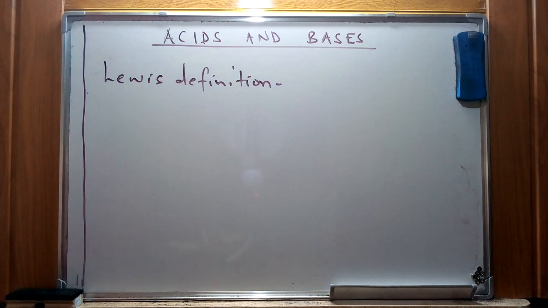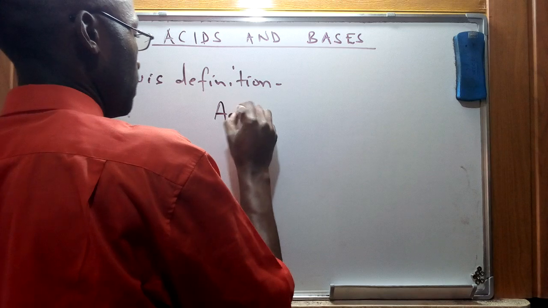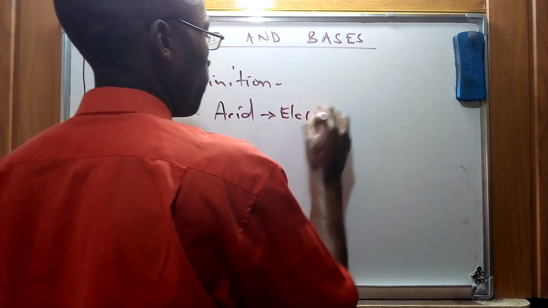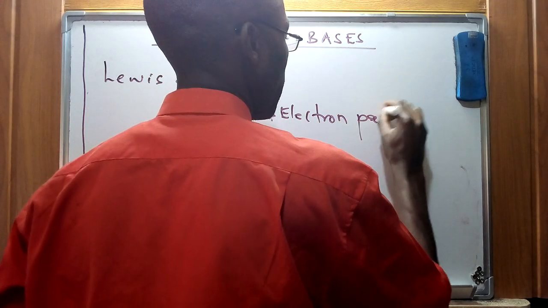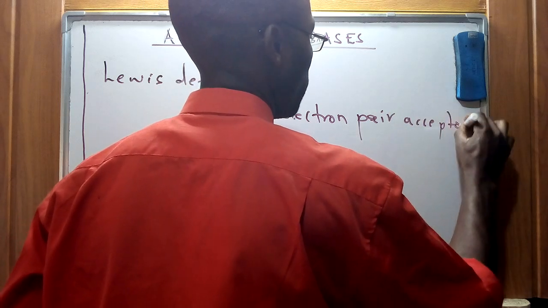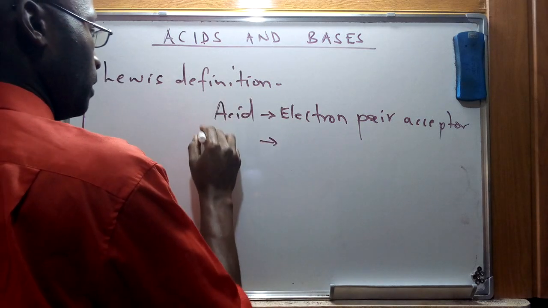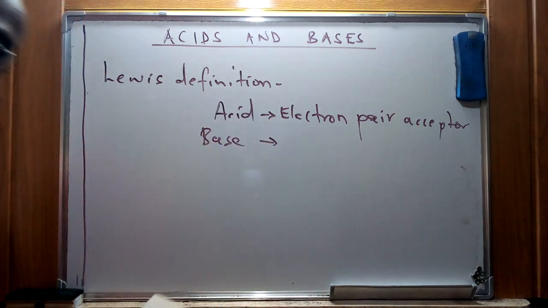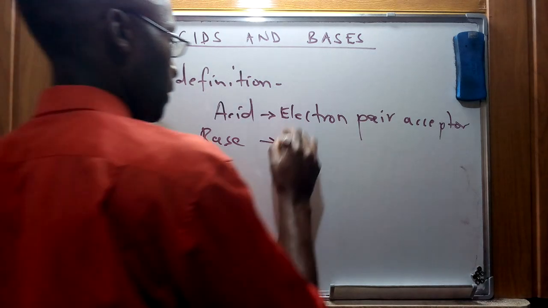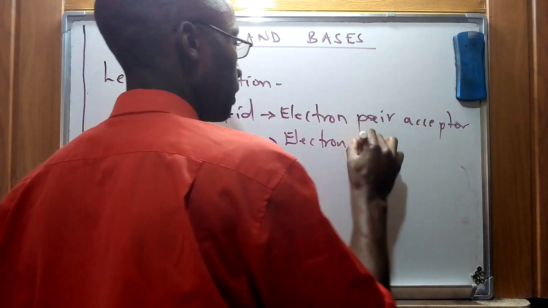Now, according to Lewis, he proposed a definition that applies to all systems, as I've said, irrespective of whether there's a presence of the proton or not in a reaction. And according to him, the acid is an electron pair acceptor. So for Lewis, the acid is an electron pair acceptor. We had talked about the lone pair of electrons in previous reactions and discussion that we had done. And of course, according to Lewis, the base is an electron pair donor.